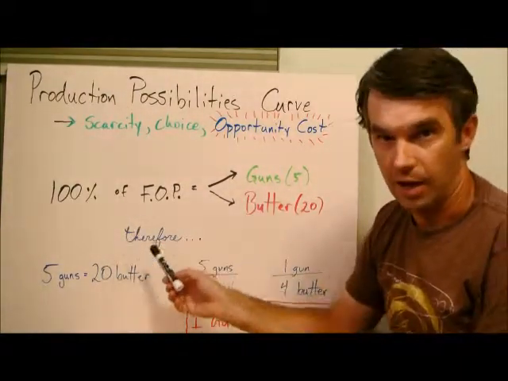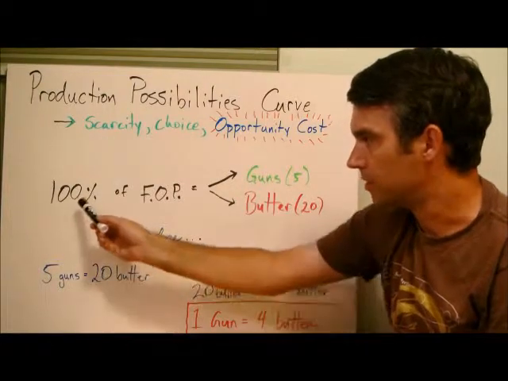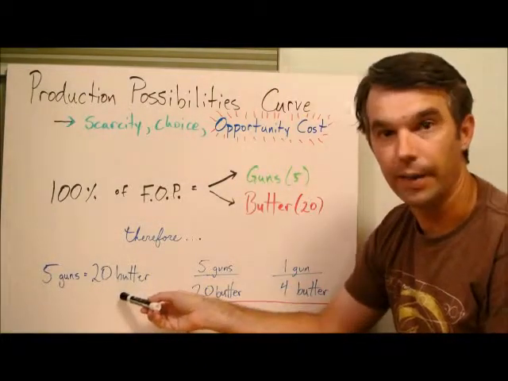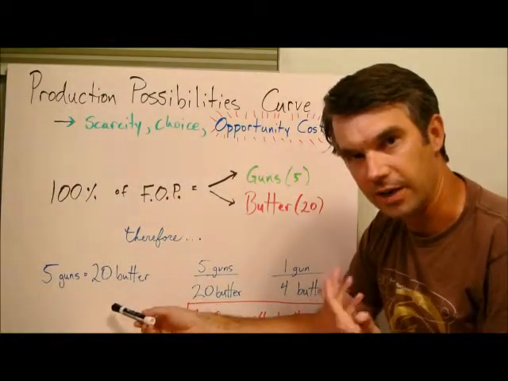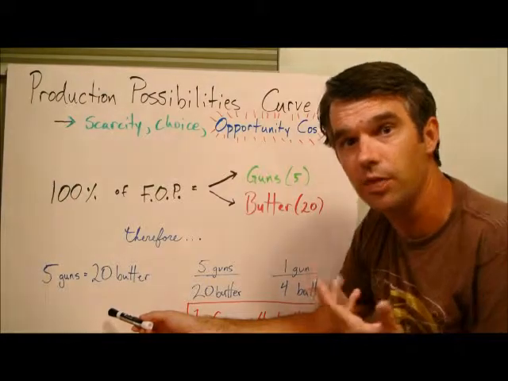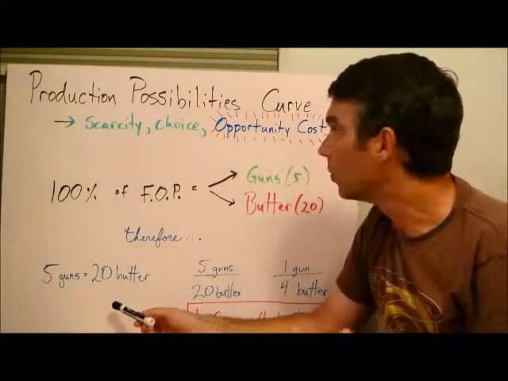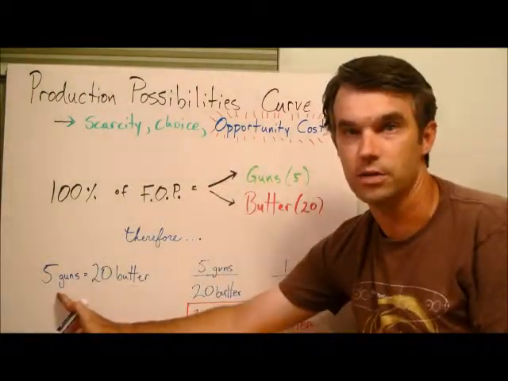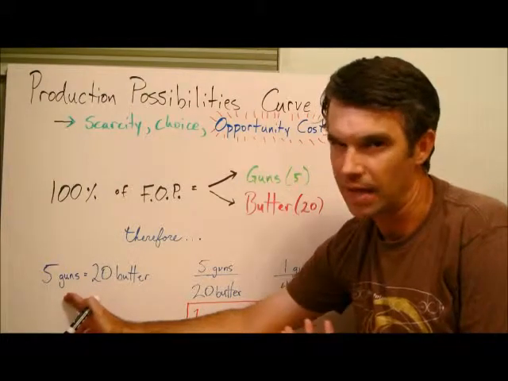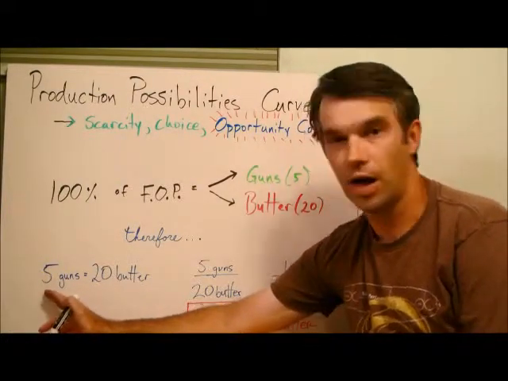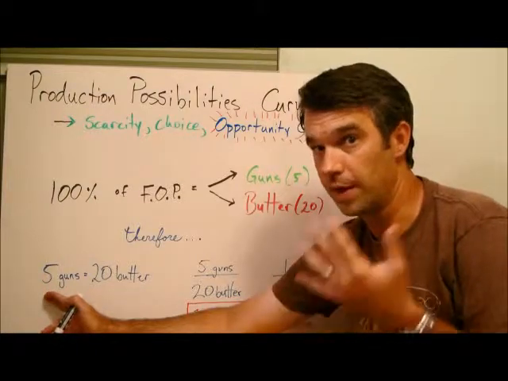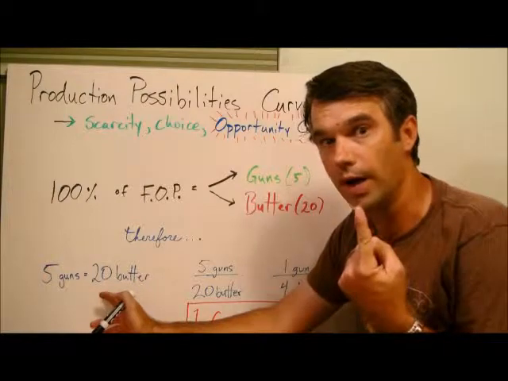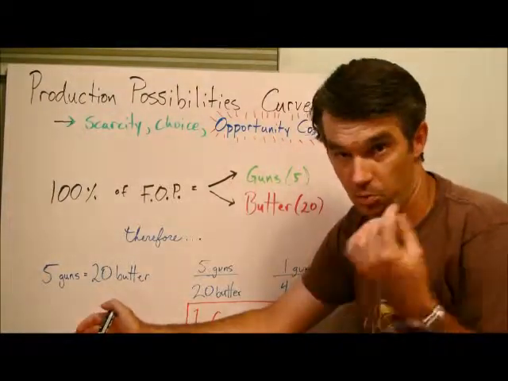We mix a little math in here, so we can say, therefore, because this equals that or that, 5 guns equals 20 butter. That's important because it allows us to actually calculate what the opportunity cost is. When we talk about opportunity cost, we don't want to talk about the opportunity cost of making 5 guns. You can, but it's a little bit messy. You could say that when I choose to make 5 guns, I give up 20 butter. It's better to talk about it where one of the choices is in 1 unit.